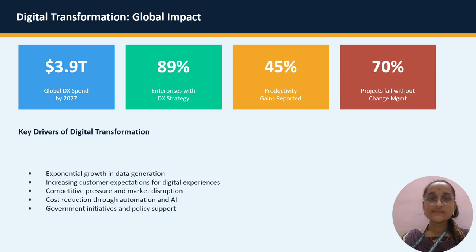And then the next one is 70 percent of projects fail without change management. 70 percent of digital transformation projects fail if they don't manage change properly. This highlights that people and process are just as important as technology.